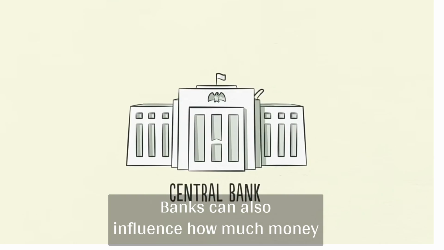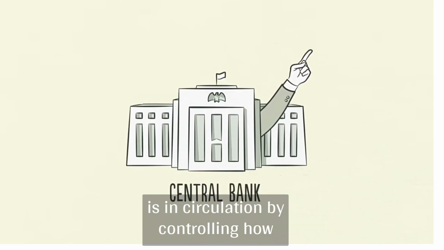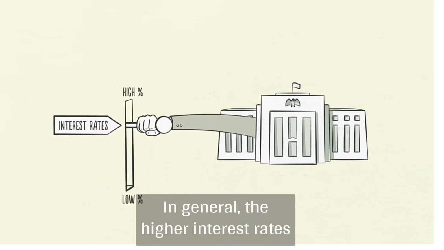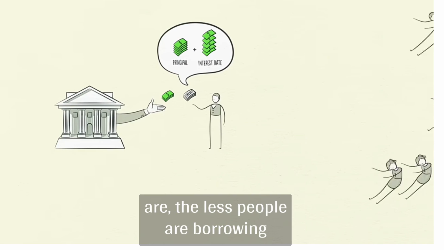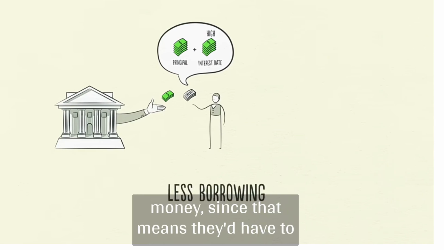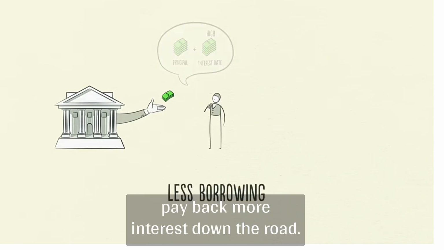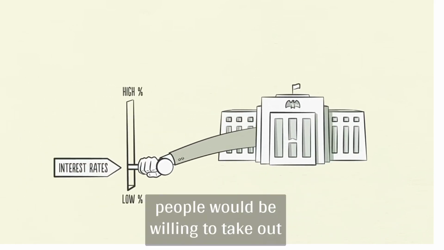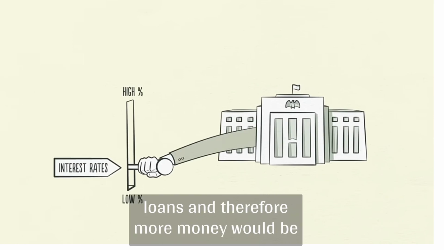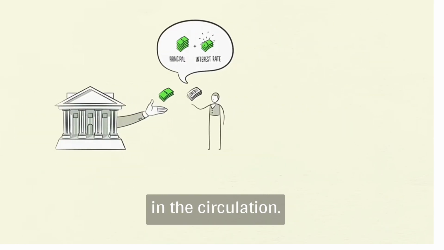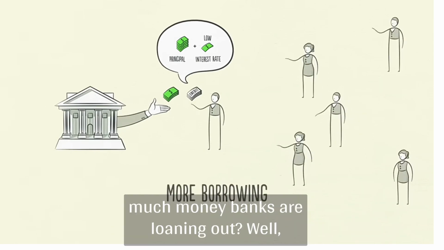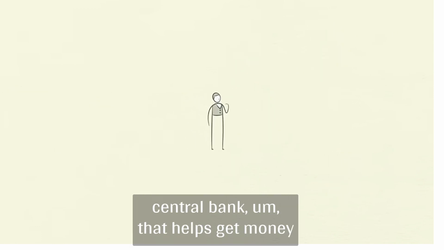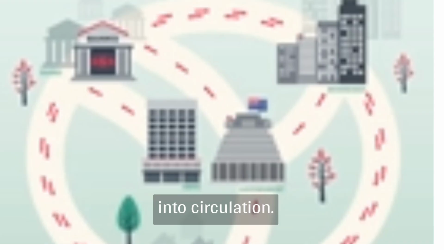Banks can also influence how much money is in circulation by controlling how high or low interest rates are. In general, the higher interest rates are, the less people are borrowing money, since that means they'd have to pay back more interest down the road. However, if interest rates are low, more people would be willing to take out loans and therefore, more money would be in circulation. So how can the government influence how much money banks are loaning out? Well, they can establish and regulate a central bank that helps get money into circulation.